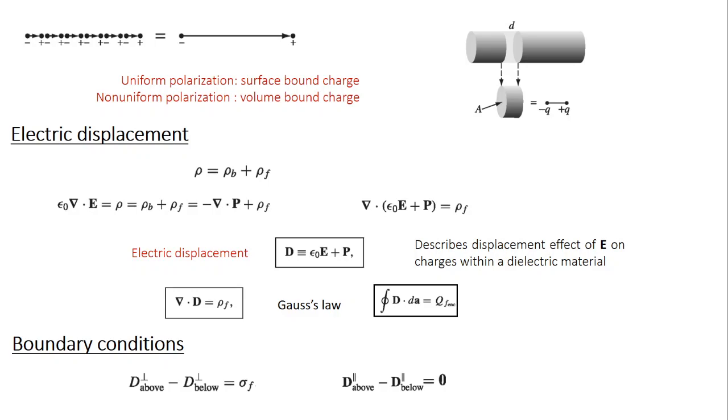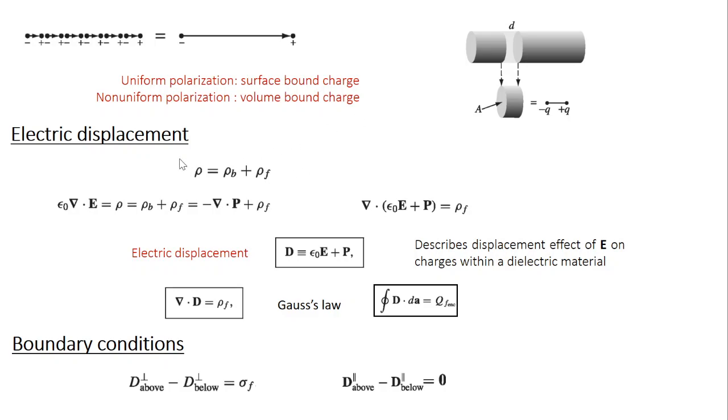Now what happens if the polarization is non-uniform? In that case, some of the dipoles inside the dielectric do not get cancelled. So you have charges within the material as well. And this gives rise to a volume bound charge density rho b. So whenever you have uniform polarization, charges occupy only the end surfaces, so you have a surface bound charge density. Whenever you have non-uniform polarization, the charges occupy the inside of the material as well and you have a volume bound charge density. It's time now to generalize our observations.